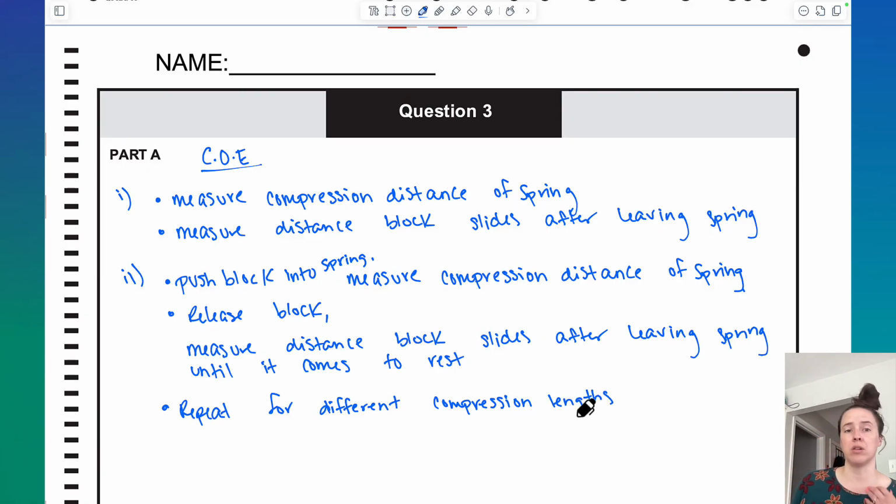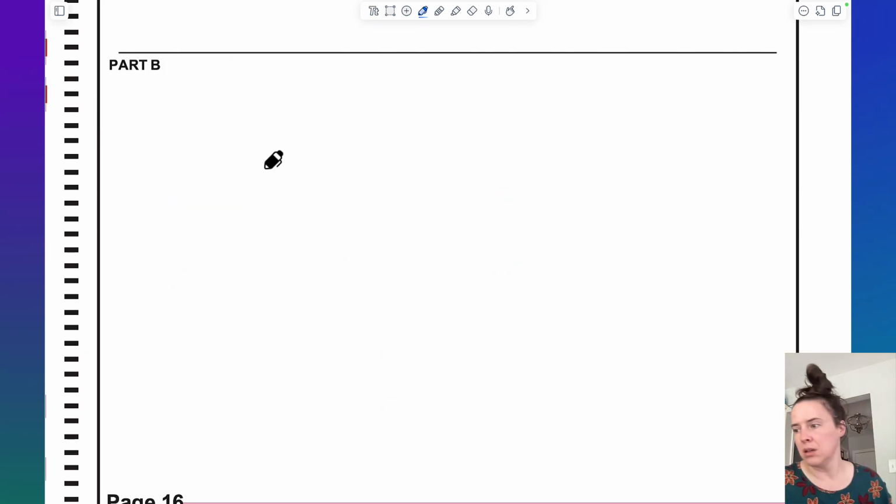You don't need to write a novel. You don't need to do that whole tell an alien how to make peanut butter and jelly sandwich thing that you did in elementary school 100 years ago. It's just, what are you going to do? What are you going to measure? What are you going to change? Repeat. The end.